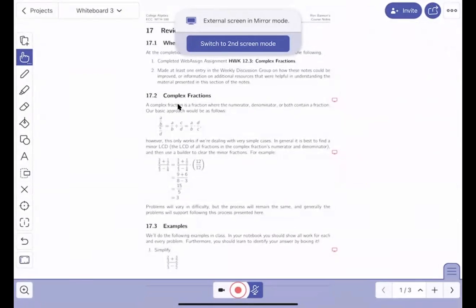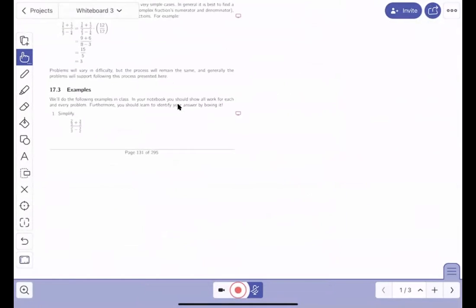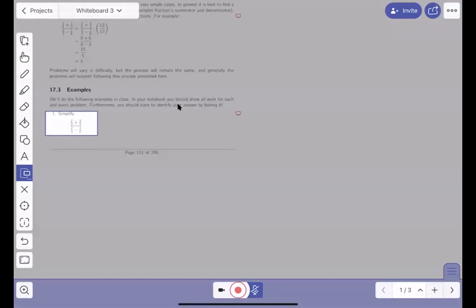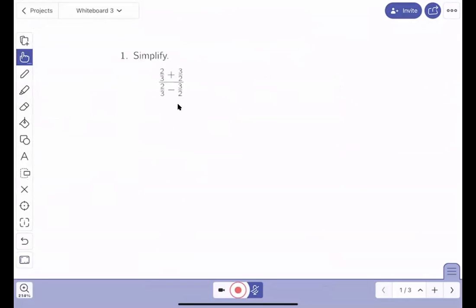Okay, we'll start with the first example. And let me just select it, pull it to the side, and I'll blow it up. All right, whoops.